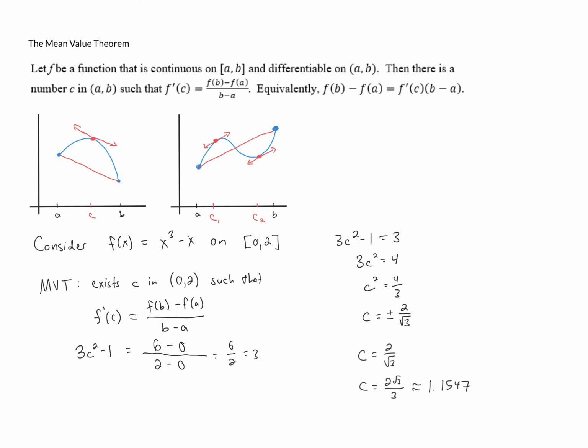And so that is the value in this interval. There's only one, there could have been more, where the derivative at that number is equal to the average rate of change over that interval. So that is our value of c for the mean value theorem.